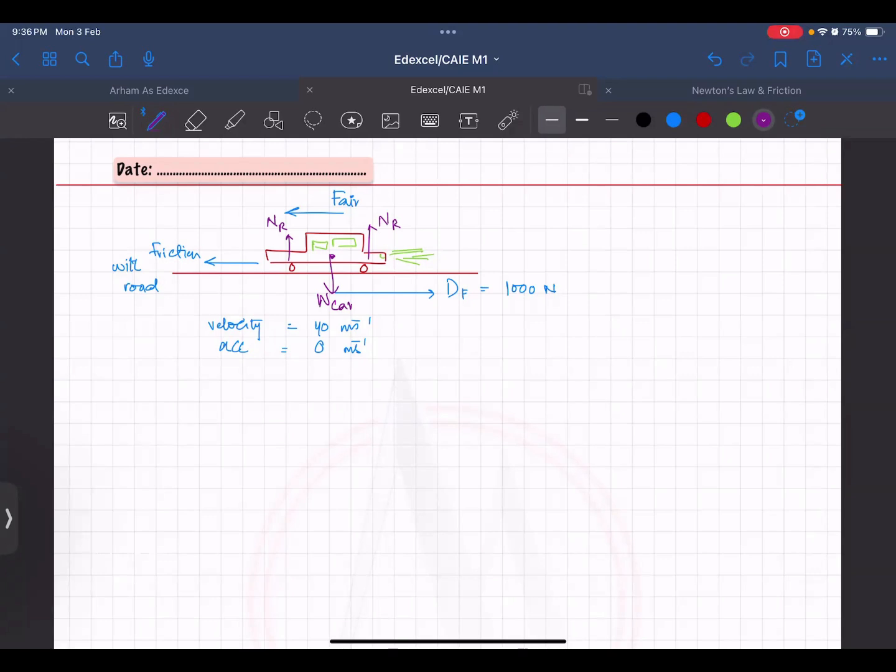Definitely the car is not going to jump up and down. So the resultant force in the vertical direction is zero, because the acceleration is zero in the up and down direction. This means that the weight of the car is equal to the normal reaction force at tire 1 plus the normal reaction force at tire 2. Let's call them 1 and 2.